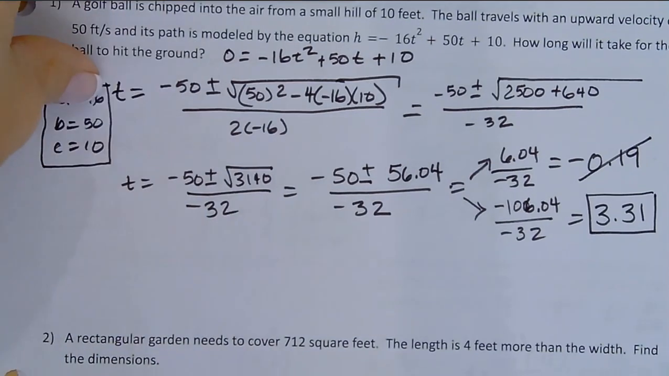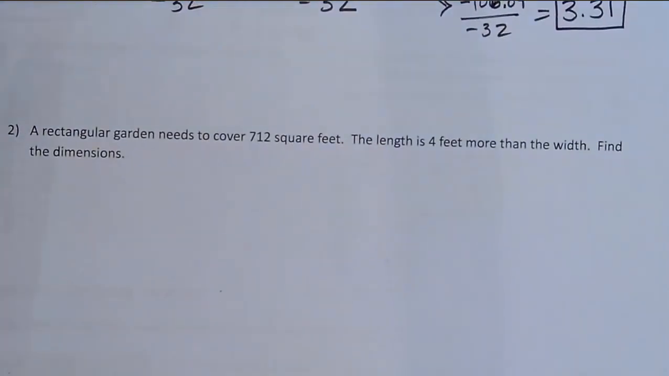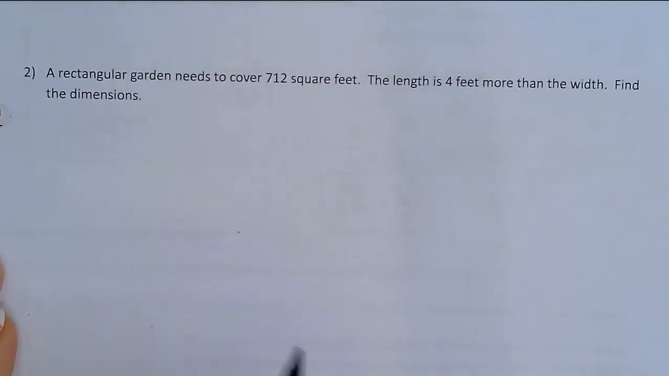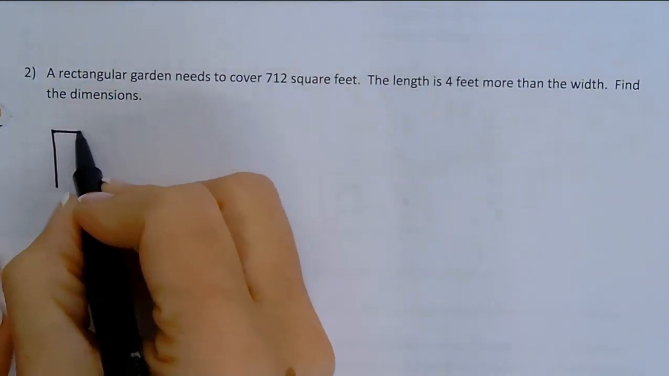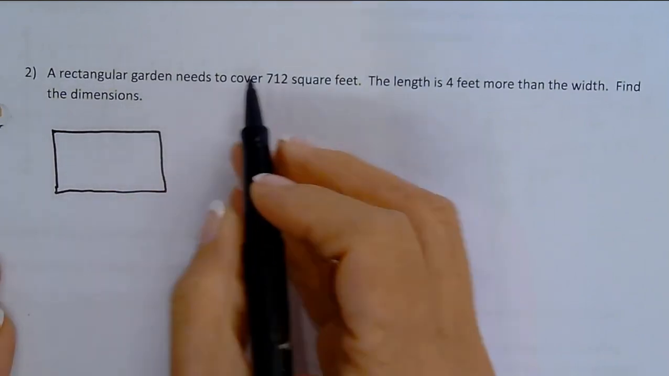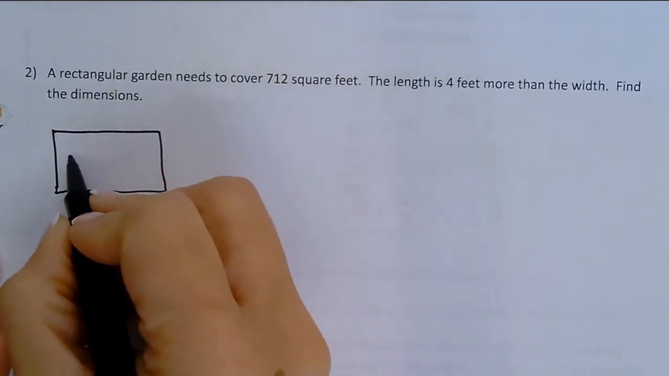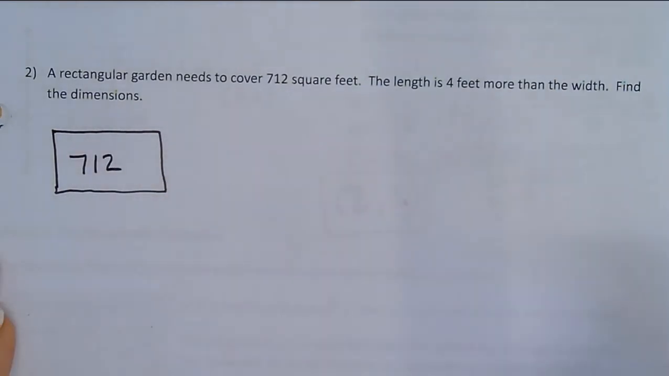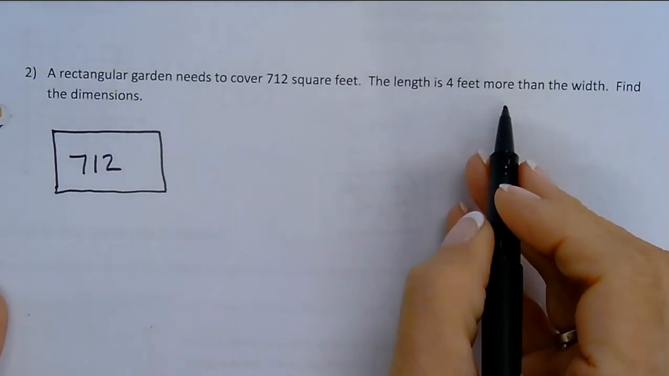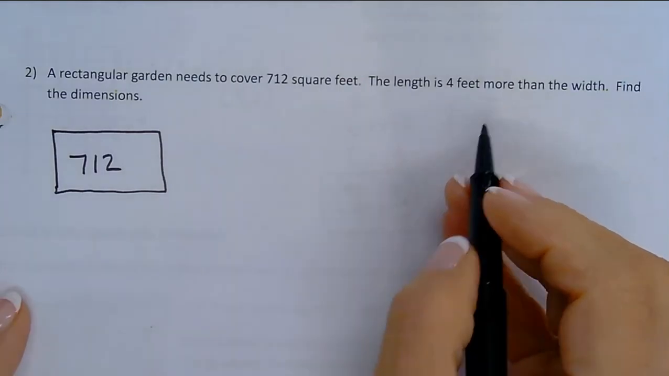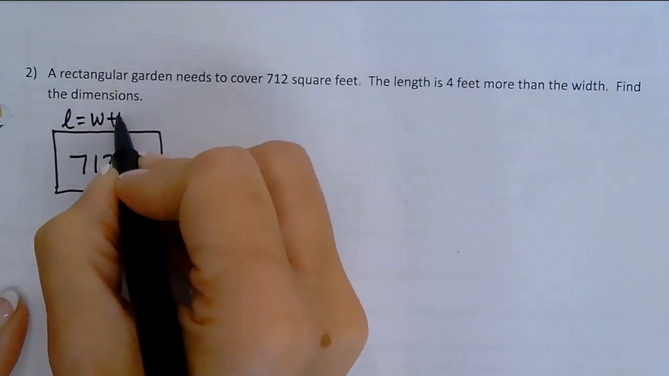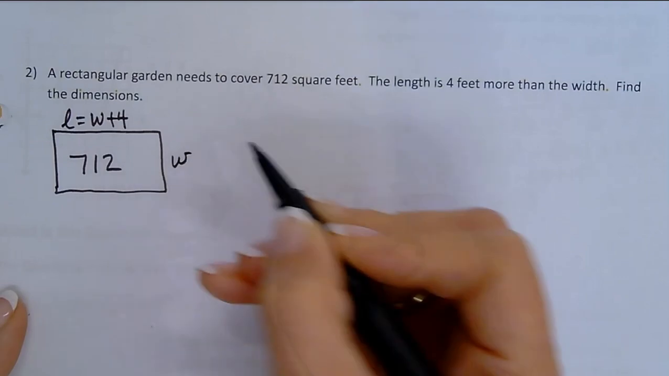All right, so my next problem, where we're talking about actual applications, we have a garden. It's in the shape of a rectangle. So here's our rectangle. We know the area of the garden is 712 feet because they tell us it has to cover 712 square feet. Okay, the length is 4 feet more than the width. So we need to find our dimensions. Okay, so the length is whatever the width is plus 4, and then this is the width.